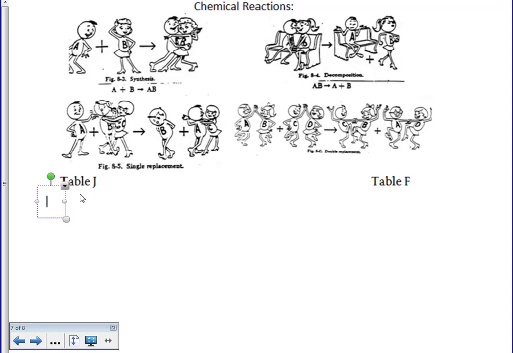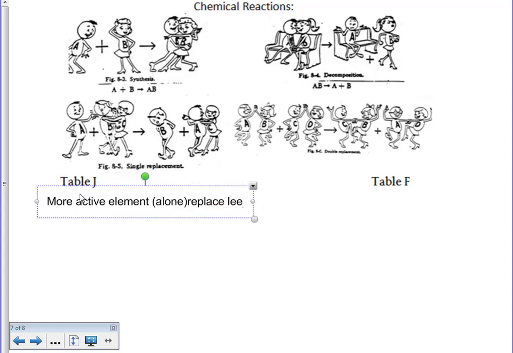So we use table J because we know that the more active element, the lone element here, is going to switch places with or replace the less active one. So in this case, if you're looking at the example above, A must be more active to take the place of B. In that case, we know A is going to be a metal if it's replacing the cation, but also you could have A replacing C if they're both non-metals.